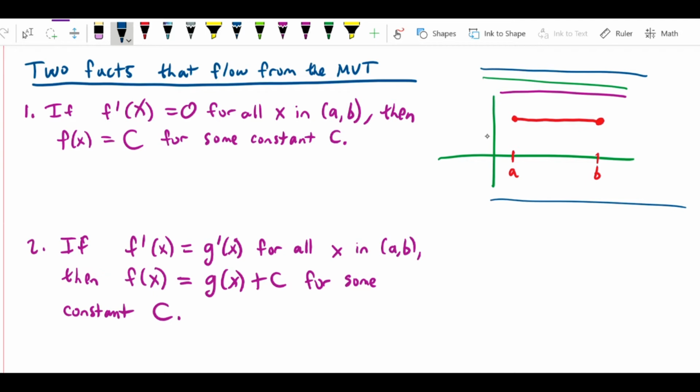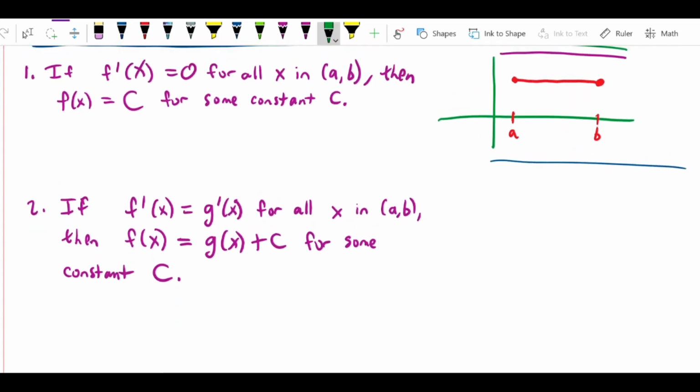Now, number two is a related proposition, which is that if two functions have the same derivative for all x in an interval (a, b), then f of x has to equal g of x plus a constant for some constant c. In other words, the two functions have to differ from each other by a constant.